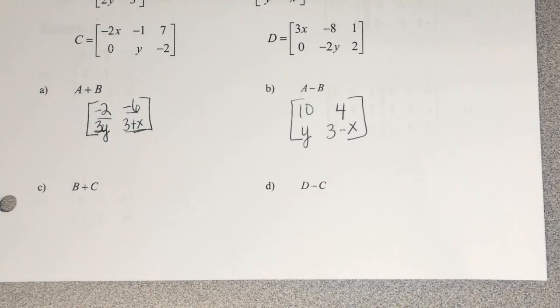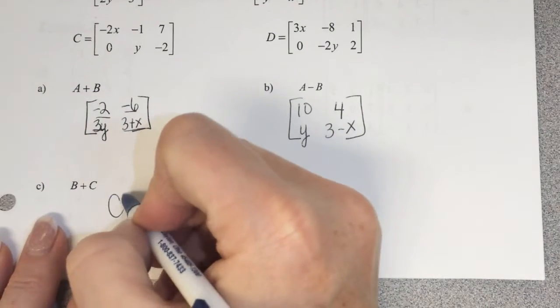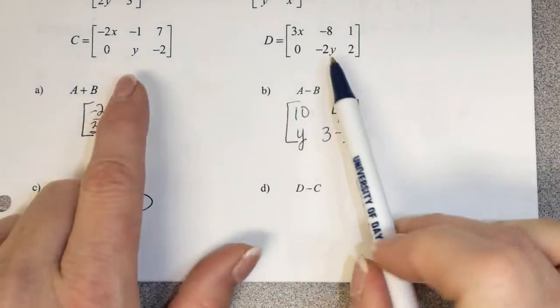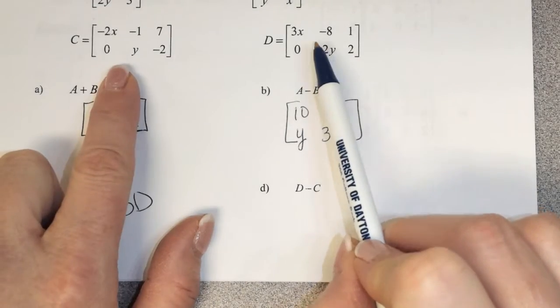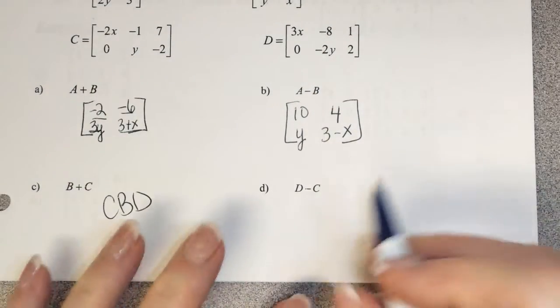All right, so what do you guys think for B plus C? Can't do it. So when you can't do it, you can just write CBD, can't be done. And you guys go ahead now and do D minus C. So you have to start with D and subtract C.